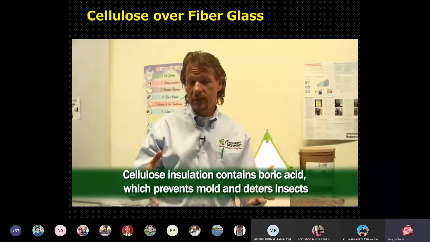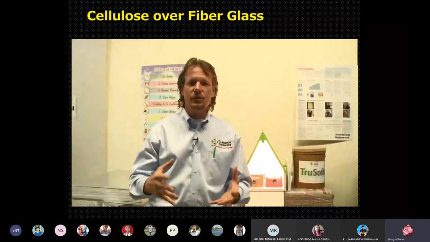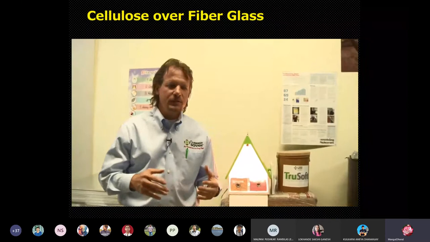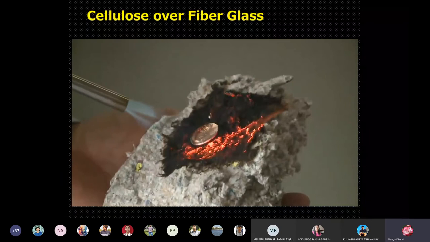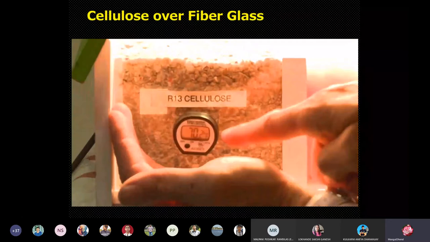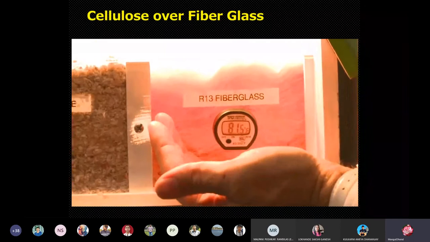The boric acid has also been used as early as the 1940s to deter insects safely, and it's still safe for that purpose. Insects do not like it, and insects will not eat your insulation, and it works very, very well. It's also treated with a fire retardant so that it doesn't burn as you might expect ground up paper to do. Now, I've just had the lamp on this demo box here for a few minutes, and you can see that the temperature of the cellulose is still 70 degrees, and over here it's 81 degrees in this fiberglass. A dramatic difference already, and literally it has been about 120 seconds since I turned this thing on. Not very long at all.